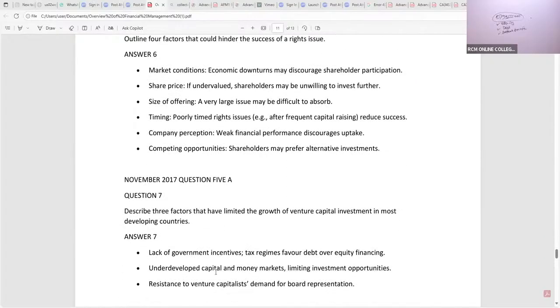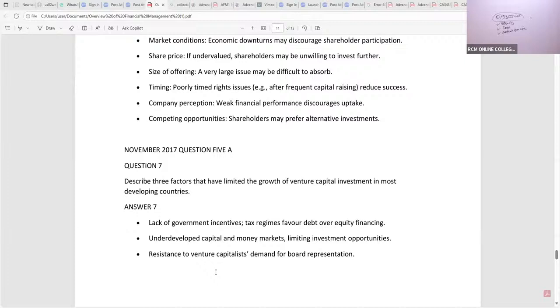November 2017, question number 5A: describe 3 factors that have limited the growth of venture capital investment in most developing countries. When you come in as a venturer or co-venturer, ladies and gentlemen, whatever money you give to the company is not a loan. It's equity. You can't, in this case, get any tax waivers. So, lack of government incentives: tax regimes favor debt over equity financing. Underdeveloped capital and money markets, limiting investment opportunities.